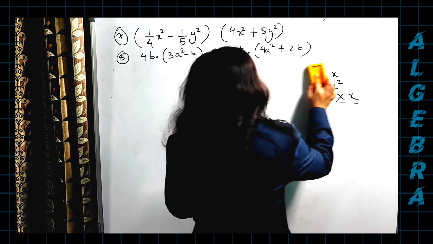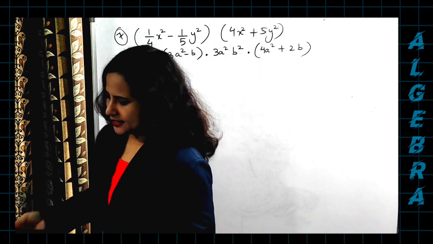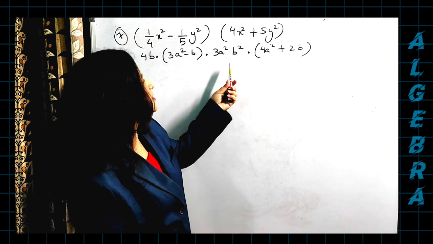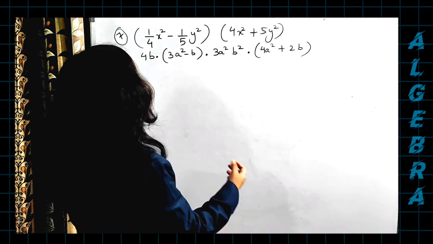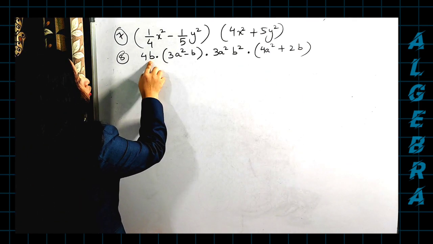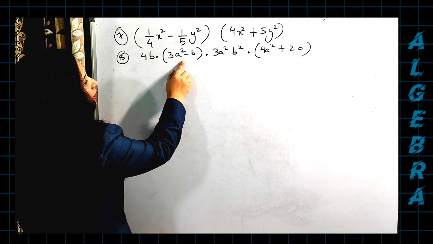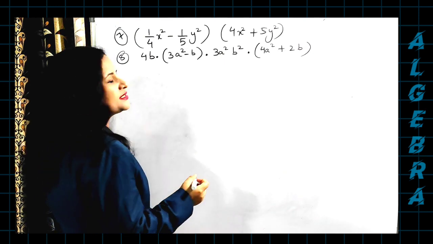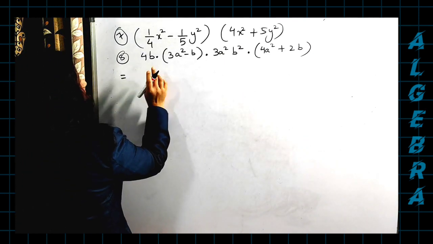So now let's quickly come to the number. Okay, so you can see here four terms. You can see here 4b is multiplied to this, is multiplied to this, is multiplied to this. So first let us do one thing. Let us multiply this monomial with this binomial, right? That will make it easy for us. So how we are going to solve, you see.